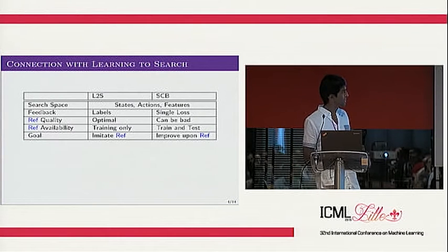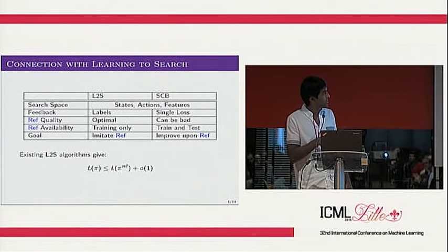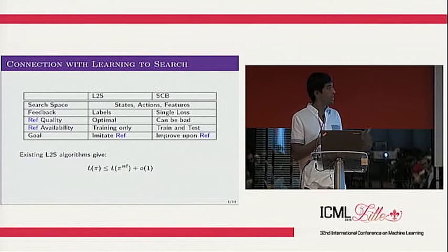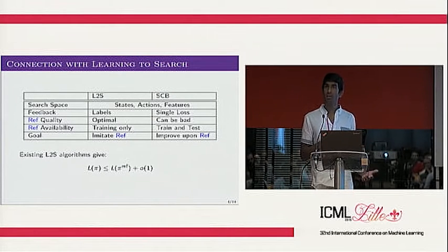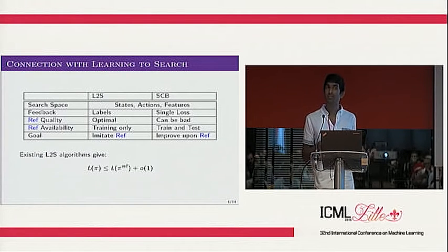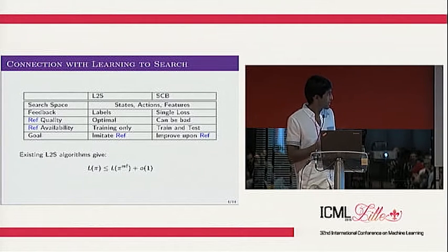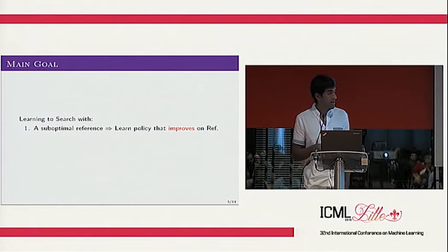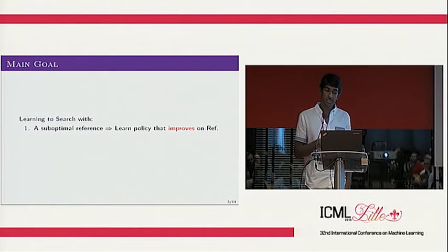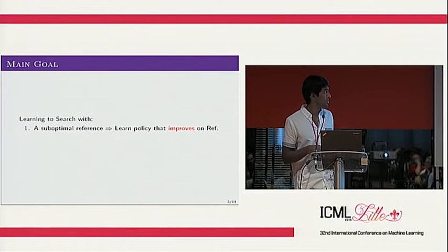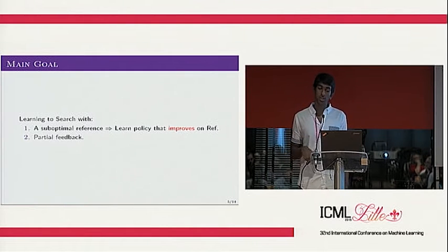And just to put some math down, learning to search algorithms typically give a guarantee of this form. The loss of the thing that you learn, or the risk of the thing that you learn, is competitive with the risk of the reference. And if the reference is not so good or available at test time, this sort of guarantee is maybe not so interesting to us. So this is the goal. We'd like to do learning to search with a potentially suboptimal reference. And remember that when we have such a reference, it's really important that we can do something that improves on the reference. And we'd like to do this in the partial feedback setting.